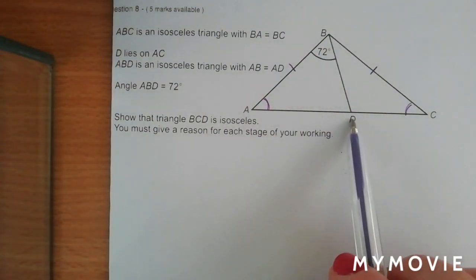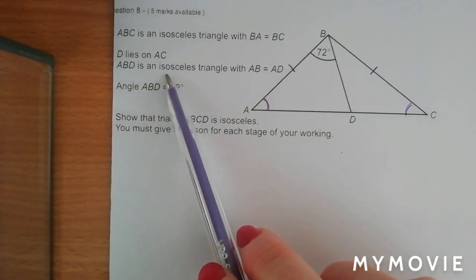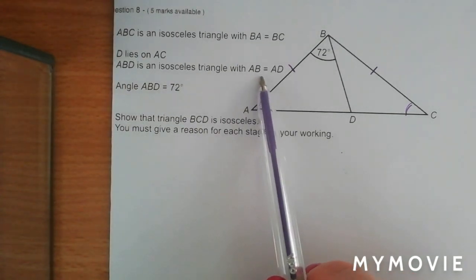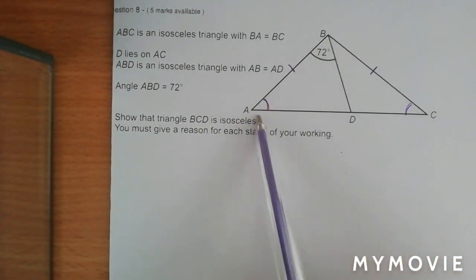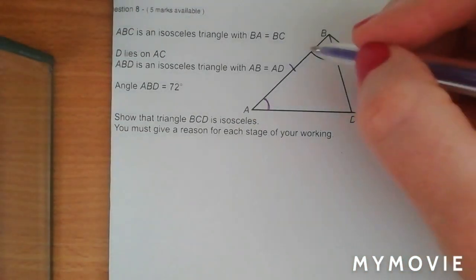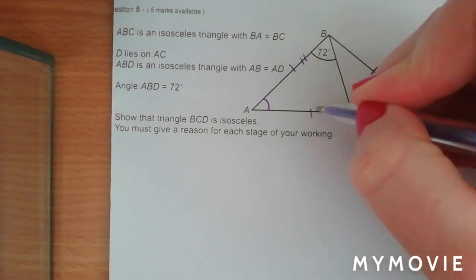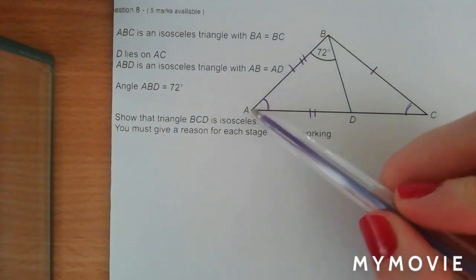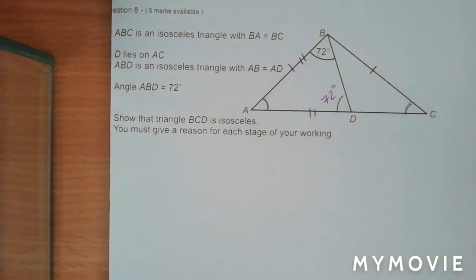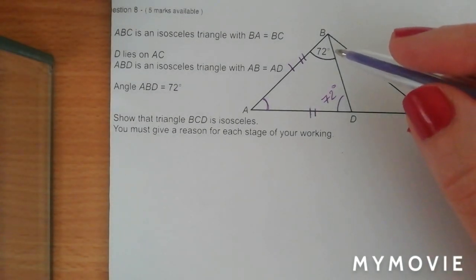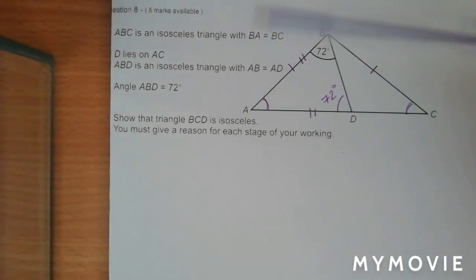D lies on AC, so that's okay. ABD is an isosceles triangle with AB equal to AD. So it's now talking about this triangle here, which means that this side and this side are also equal, which then tells us that this angle here is also 72 degrees. So before I even get to the end of the question, what I'm doing is I'm looking at what information do I know from this question already.